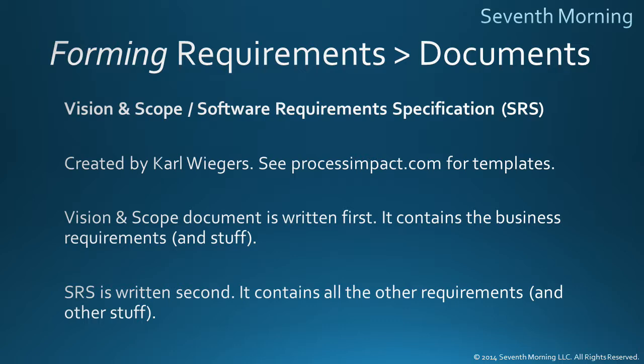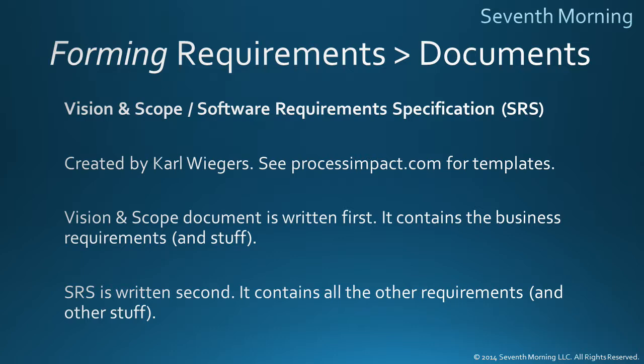In this set of templates, the Vision and Scope document contains the business requirements and quite a few other things too. And the SRS contains the user requirements, the functional requirements, and the non-functional requirements. And again, quite a few other things too. I don't really have any major criticisms of this set of templates. They're well thought out, they're pretty well formed, and they have a good structure.